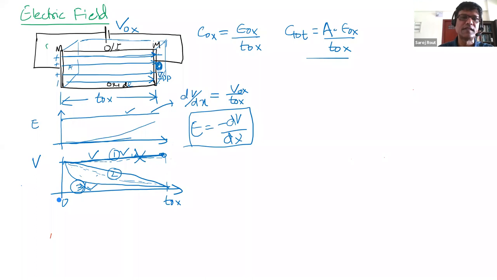I've shown you that it's zero at this node, right? So one side of the voltage is zero. One side of the voltage is VDD or V aux. Those two are given. You cannot change that, right? So the question is, how do you get from here to here?